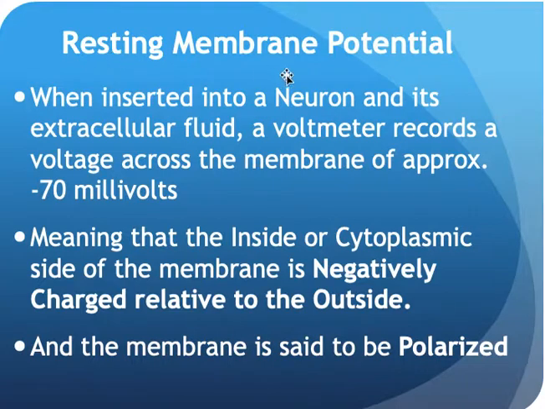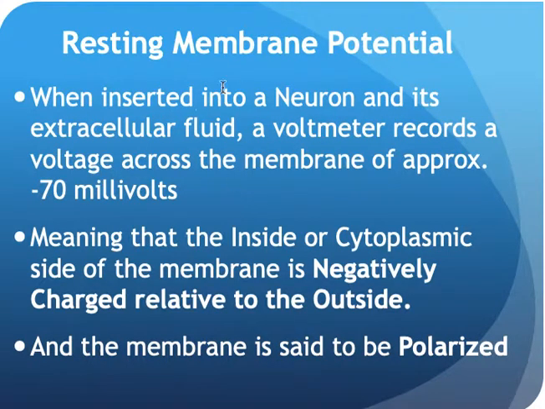Okay, so we're going to talk about this resting membrane potential, and part two has a bunch of definitions that I'm going to point out, which again are really good multiple choice questions. So we come back to this resting membrane potential, and we get this little paragraph where it says, when inserted into a neuron and its extracellular fluid, a voltmeter records a voltage across the membrane of approximately negative 70 millivolts. And I'm always pretty amazed when I read this sentence, that we can actually put a voltmeter into the interior part of a cell and the exterior part of a cell and measure the charge differences between the two.